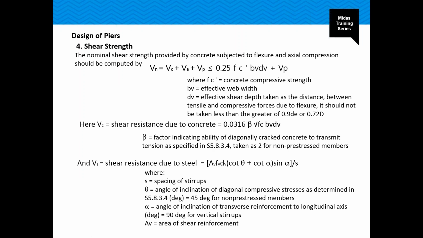Again, for shear strength of piers, the nominal shear is computed by the addition of these three components, which are the shear contributed by concrete, by the shear reinforcement, and by the pre-stressing reinforcement. So here, this should be lesser than 0.25 f'c into the effective width of web into the effective shear depth, which is taken as the distance between the compressive and tensile forces.